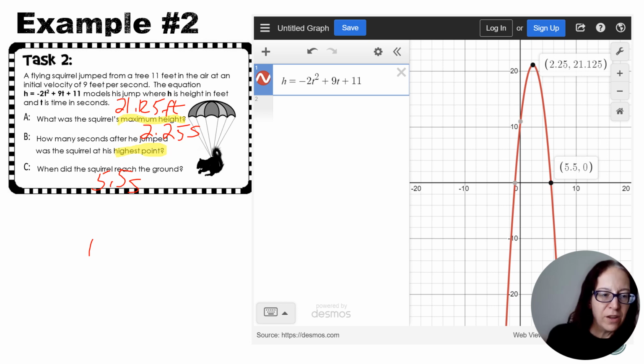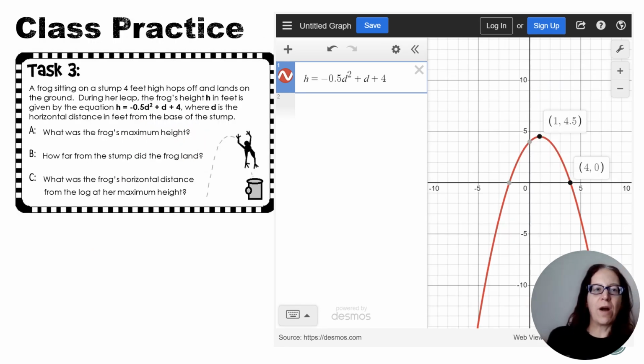All right, so enough of me. You try one. If you are sitting at home, this is what we're going to do in class: I'm going to put brakes on me time in class, and you're going to talk about the frog sitting on a stump. So a frog sitting on a stump, 4 feet high, hops off and lands on the ground. During her leap, the frog's height h in feet is given by the equation h equals negative 0.5d squared plus d plus 4, where d is the horizontal distance in feet from the base of the stump.